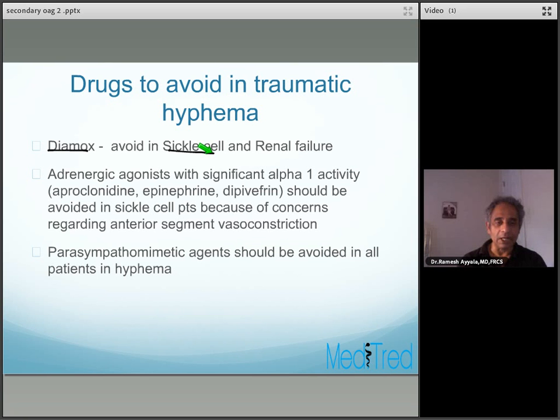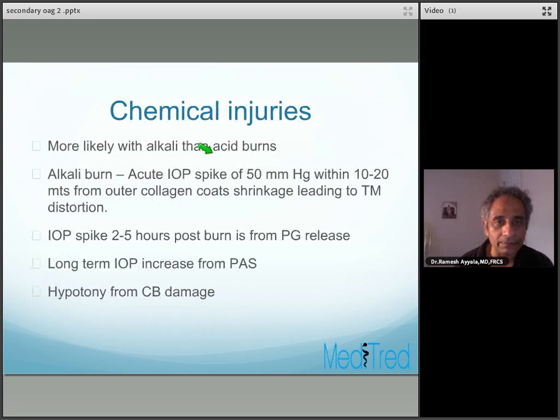That is a topic in itself that we will not go into at this time, but sufficient to know that glaucoma should be taken care of actively in this patient population. Chemical injuries, again, we will deal only with that limited section of this in relation to glaucoma.